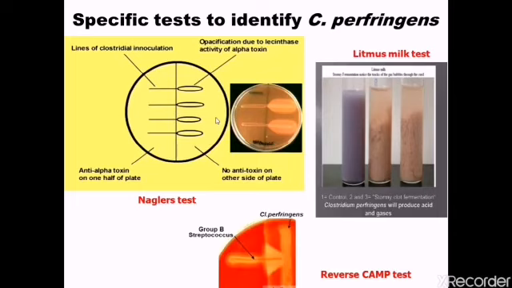Incubate this anaerobically, and you will find a zone of opacity. So this is also a zone of opacity on this particular side. So this is the zone of opacity. And why is it produced? Because lecithinase causes deposition of lipid around the colony, producing a zone of opacity.